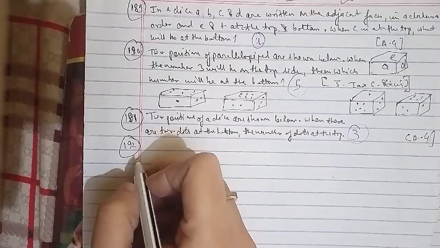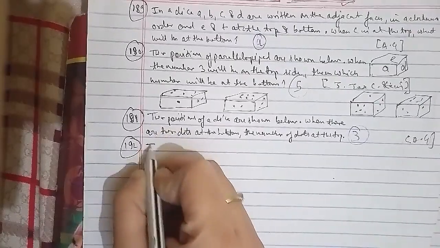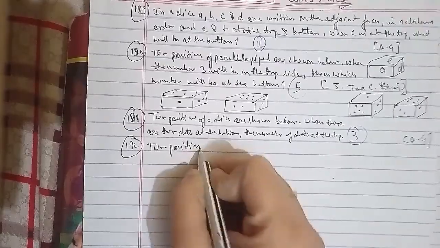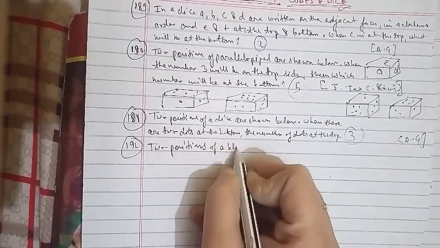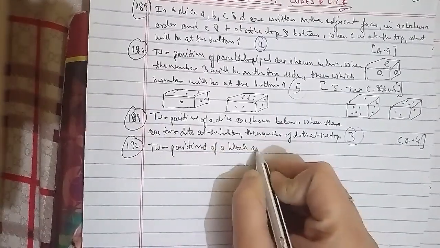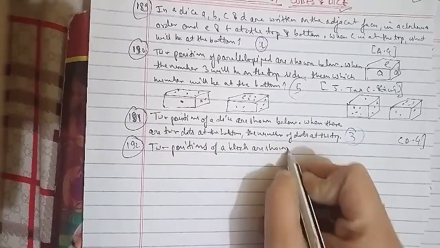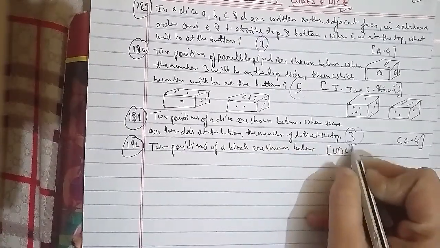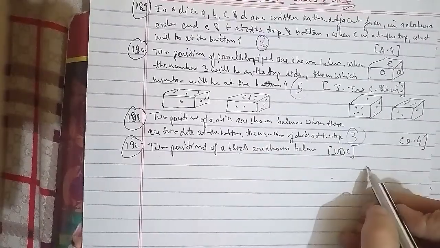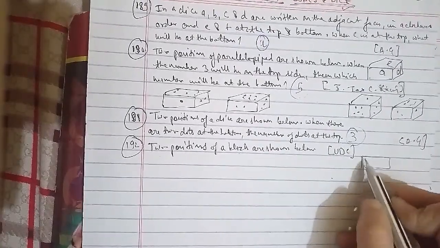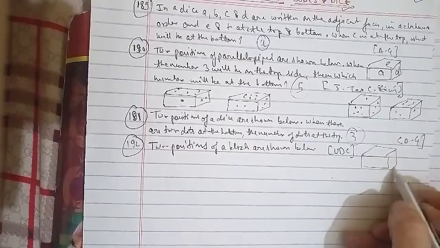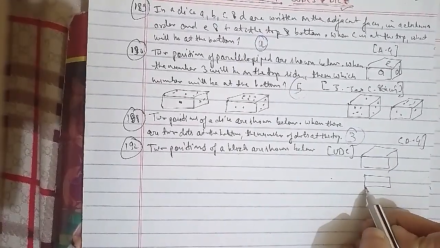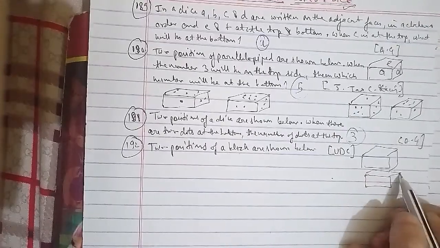This is here, it is 1 dot, 6 dots, 2 dots, then 6 dots, 3 dots, and this is 4 dots. So here for the same, when 6 is at the bottom, what number will be at the top, that we have here.